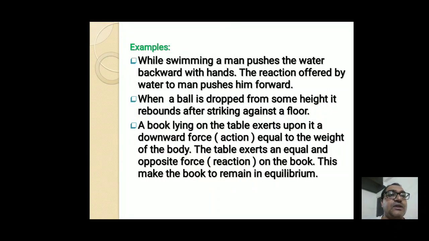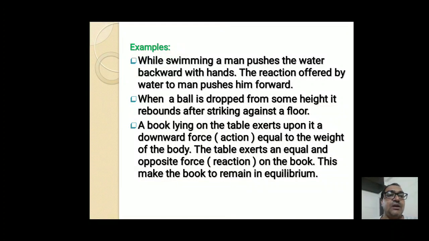So students, let's understand different or easiest examples of Newton's third law of motion. First, while swimming, a man pushes the water backward with his hands. The reaction offered by the water to the man pushes him forward. Next example. When a ball is dropped from some height, it rebounds after striking the floor. Students, when you are playing with a ball, it may be a cricket ball or volleyball, and you apply force from a certain height and release that ball, it rebounds and comes back to you. You know that very well.